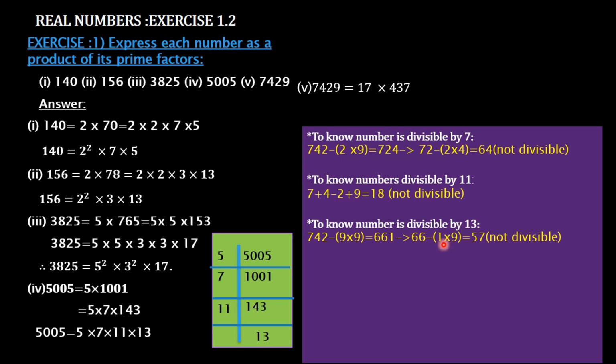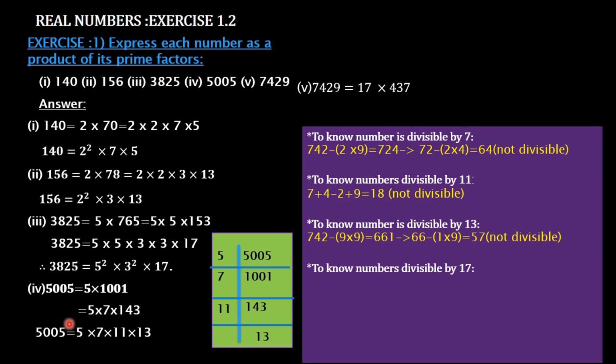Here we have to multiply the last digit by 5. Then after that we have to subtract it, that is 9 into 5, from 742 and check whether the result is divisible by 17 or not. Here 153 is a multiple of 17, that is 3 into 5, 15, 15 minus 15, 0. So it is divisible by 17.